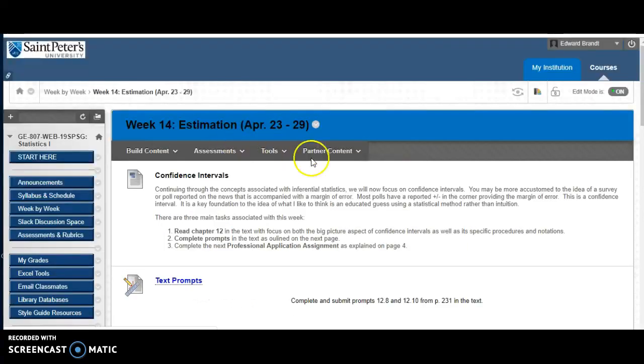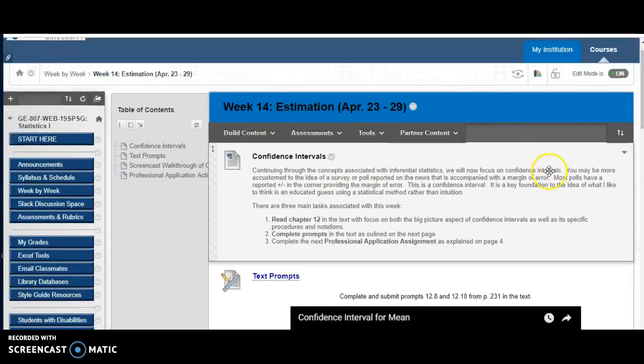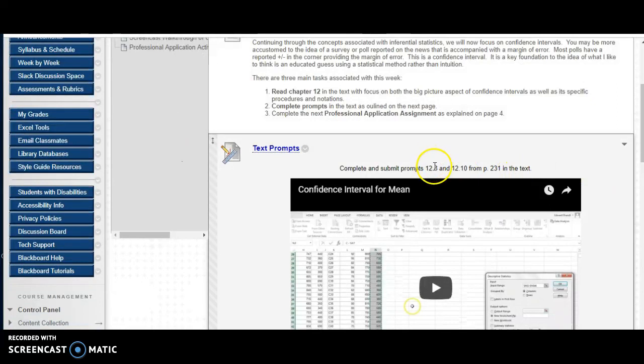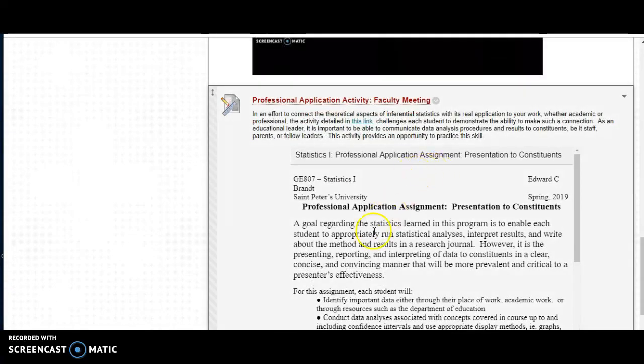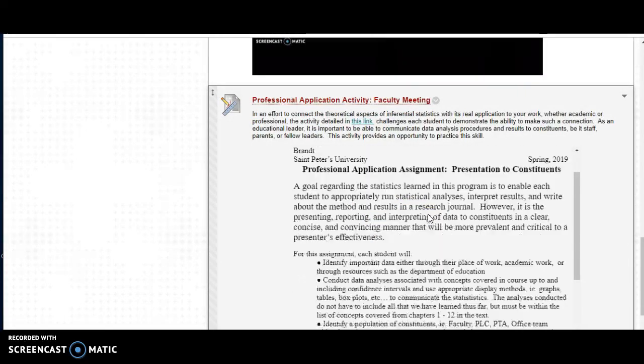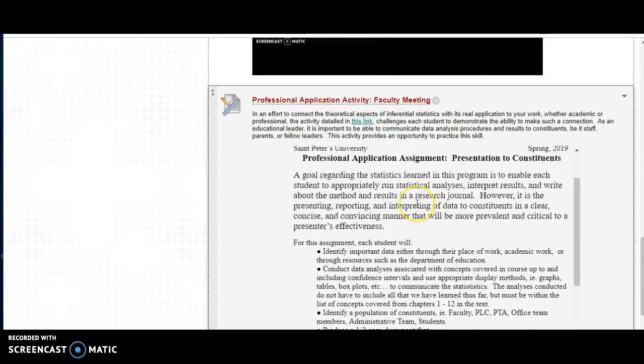In this estimation chapter, there are two main assignments. There are two prompts from the text that I'd like you to submit, numbers 8 and number 10 from the book on page 231. And also there is a professional application activity. This does not necessarily need to be associated with estimation for this chapter. This is an activity where I'm looking to bring your work life or your academic life to life with the statistics that we're learning in this course.